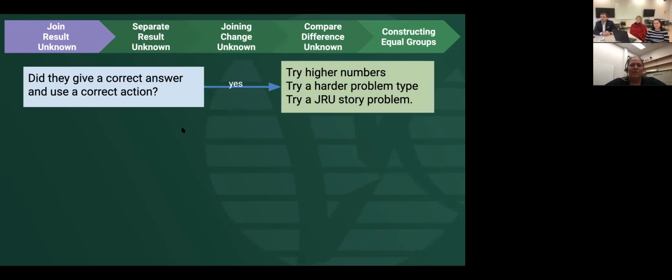So as we go through tonight, each step along the way up until compare difference unknown is going to be harder than this kind of join situation. And I think with him, you could actually try a straight up join result unknown story problem because he's probably ready for it. He can probably hold all those things in his head. So I'd be interested to hear if you did one, if he'd be able to do it.